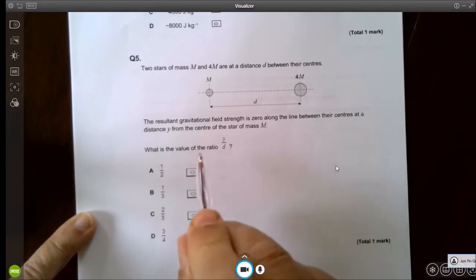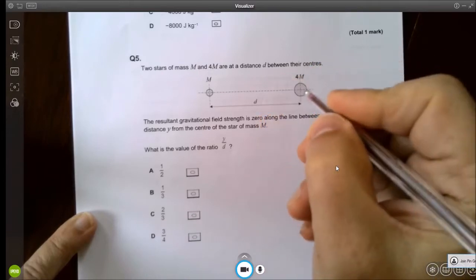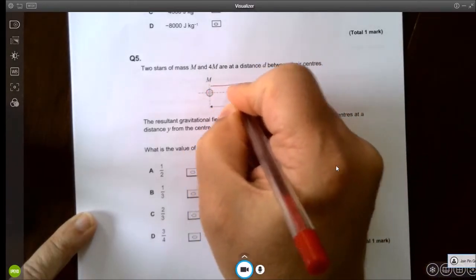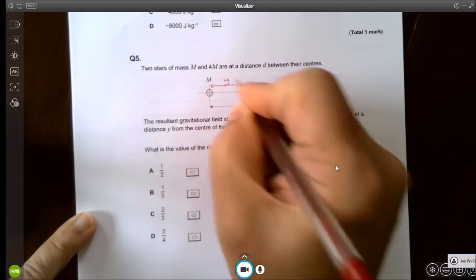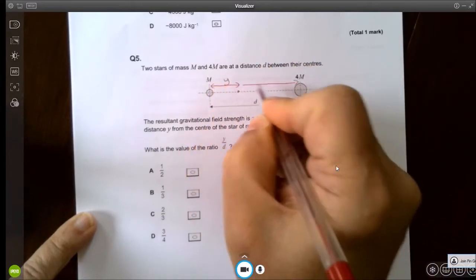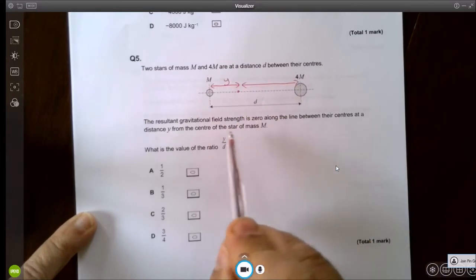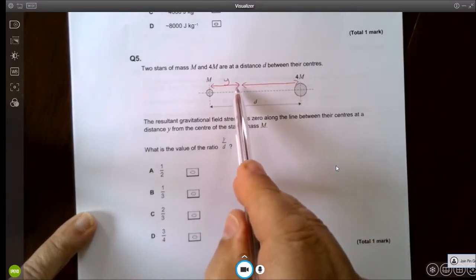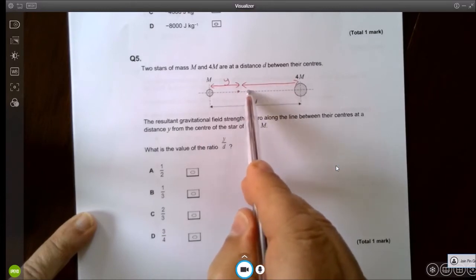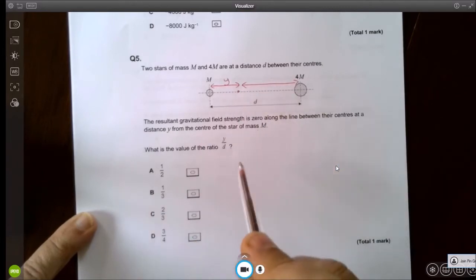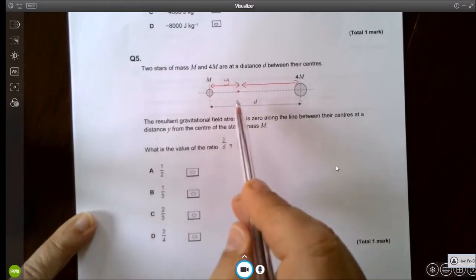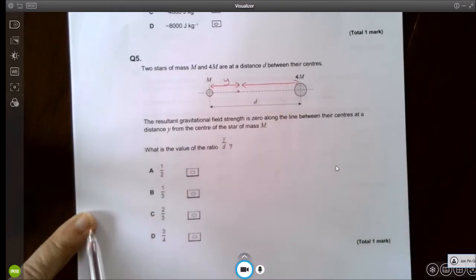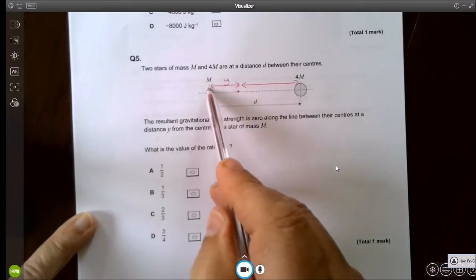So somewhere at a distance y, I'm going to put it over this side to help you see that this distance here is going to be more than that distance, because we're looking for a place where the gravitational field strength is 0, so the attraction to this planet and the attraction to this planet are equal. Sorry, stars, not planets. The resultant gravitational field is 0, so you must be closer to this one.